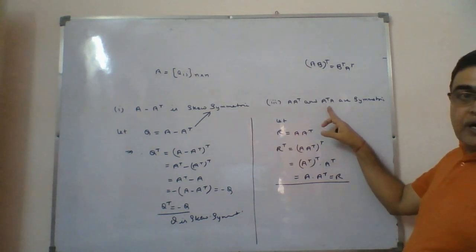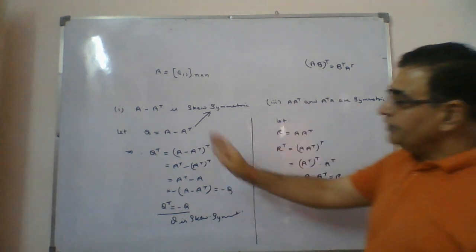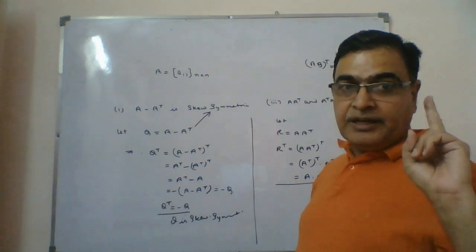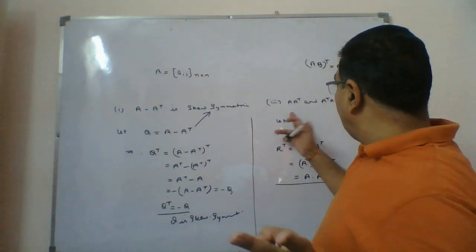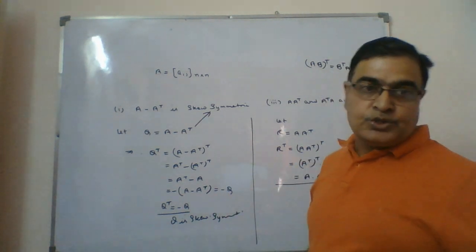Same way you can do this part also. Proceed with it, take this as S and then prove it. You can do it easily. So these three parts: one, I told you A plus A transpose is symmetric; A minus A transpose is skew symmetric; and A into A transpose is symmetric. A transpose A is also symmetric.